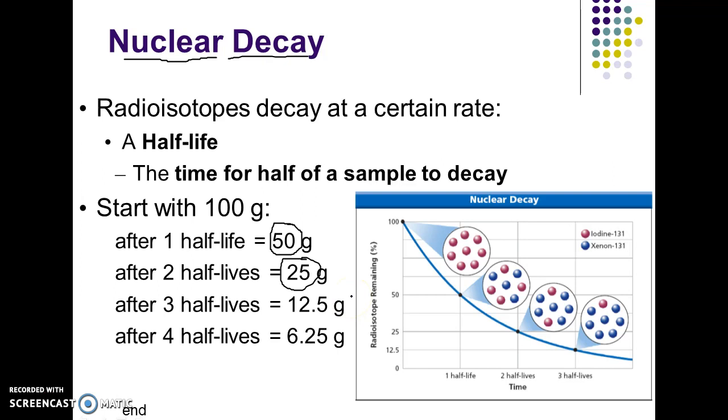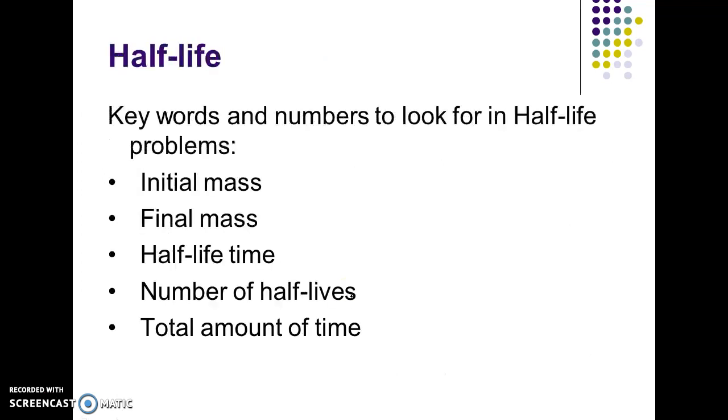When you are completing a half-life problem, there are certain keywords and numbers to look for. For example, we have initial mass. Remember that mass is measured in grams, so these will be numbers that have the letter G or the word gram behind it. We are also looking for final mass. Again, with mass, we are looking for numbers that have grams or the letter G behind it.